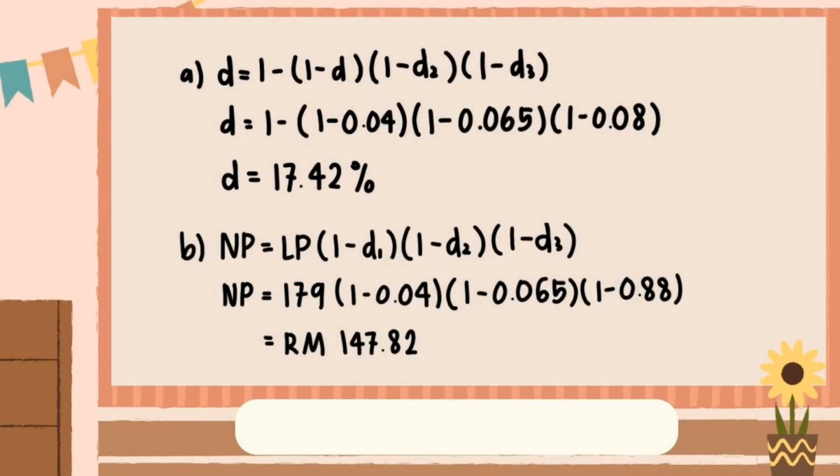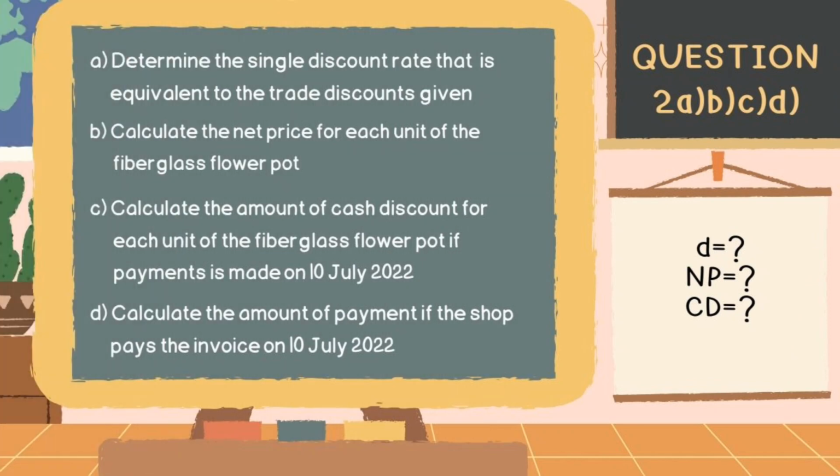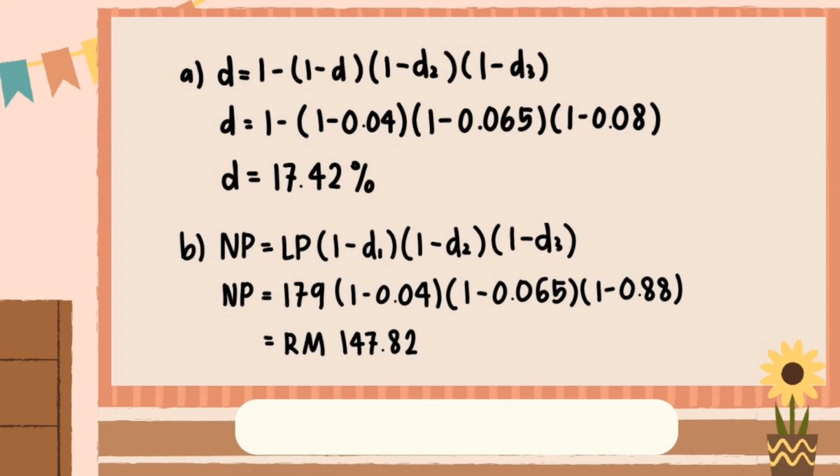As you can see here, we need to use the trade discount formula. D equal 1 minus bracket 1 minus D1, bracket 1 minus D2, bracket 1 minus D3. So the answer is D equals 17.42%. For question B, calculate the net price for each unit of the fiberglass flower pot. So we need to use the net price formula. NP equal LP, bracket 1 minus D1, bracket 1 minus D2, bracket 1 minus D3. So the final answer is NP equal RM 147 ringgit 82 cents.